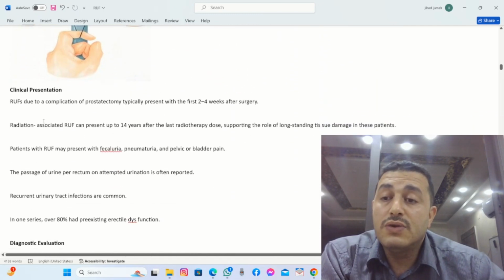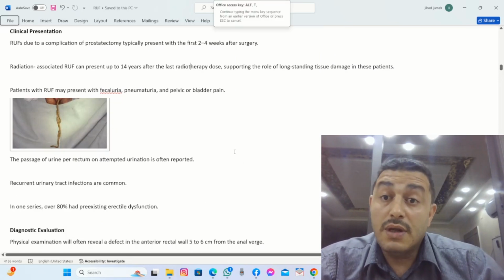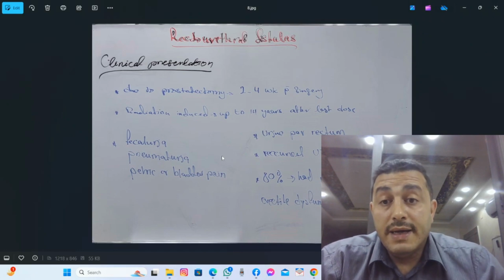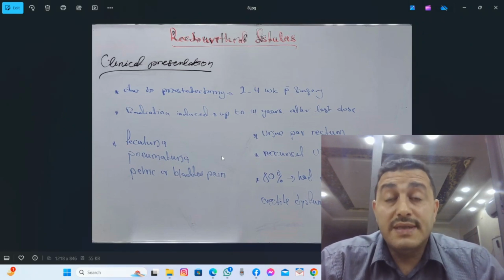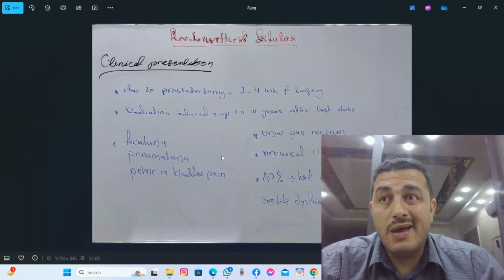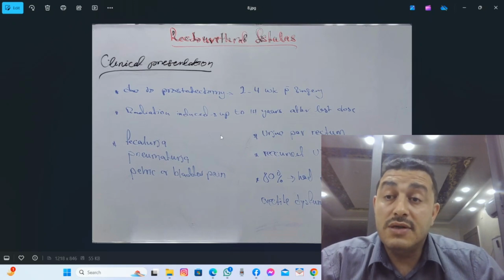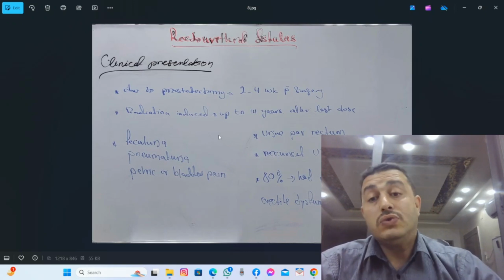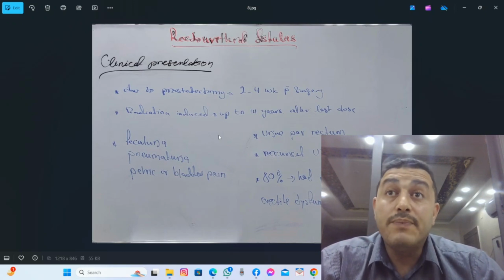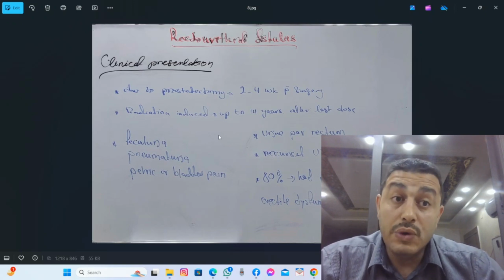And let's move to the clinical presentation. How does this fistula present? First of all, we have to remember that if it is due to prostatectomy, the symptoms are more likely to present within the first 2-4 weeks after surgery, while if it's due to radiation, as we said, it may be prolonged up to 14 or 15 years after the last dose.